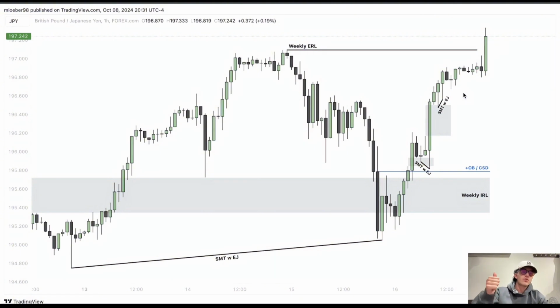You need to wait for the kill zone. You need to wait for the PD array to form. You need to wait for the SMT divergence to form. This is all you need to focus on. So let's look at what's going on inside of these hourly key levels to see if we could frame M5 market maker buy models en route to that daily external range draw.